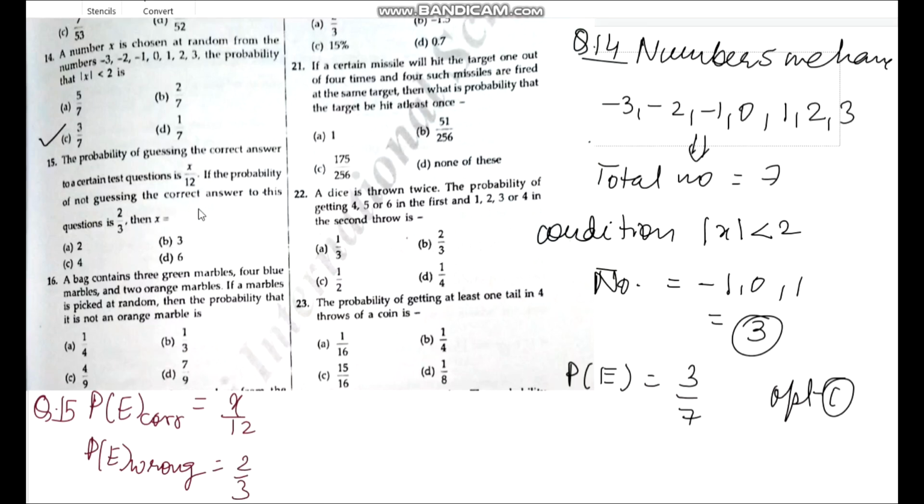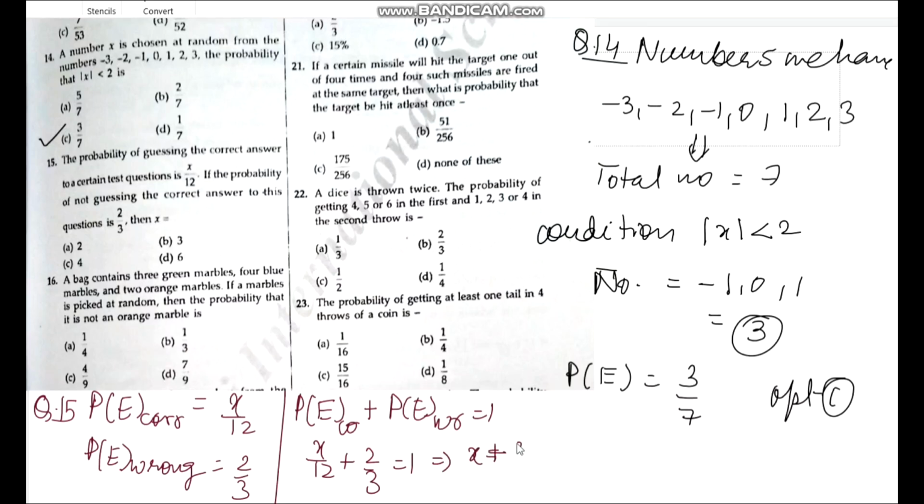Now they are asking what x will be. How can I understand x? Because just right now I told you the probability of happening and the probability of not happening sum to 1. So probability of correct plus probability of wrong is equal to 1, or x by 12 plus 2 by 3 is equal to 1. This implies that x plus 8 is equal to 12, because I have taken the LCM. So finally x is equal to 4. The value of x is 4. So option C. Okay, calculate.